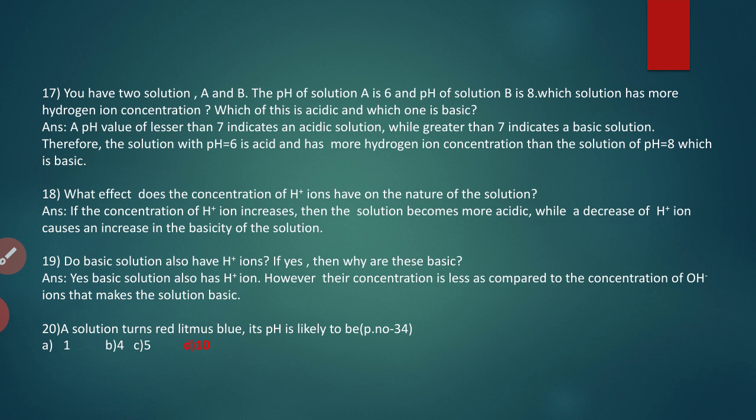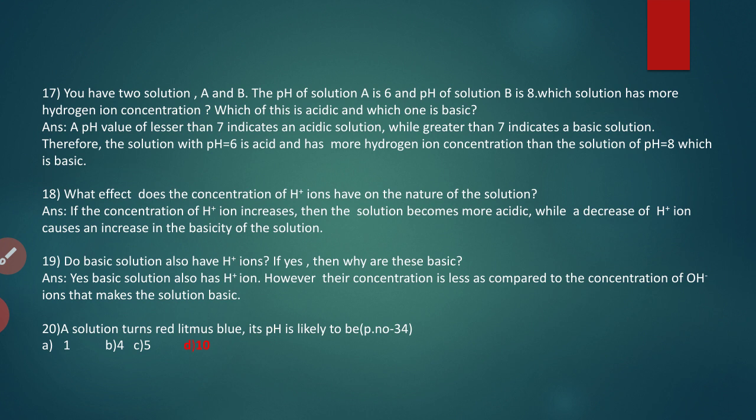I read the question. You have two solutions A and B. The pH of solution A is 6 and pH of solution B is 8. Which solution has more hydrogen ion concentration? Which of these is acidic and which one is basic? So there are two solutions A and B, and you have to identify which is acidic, which is basic, and which one has more hydrogen ion concentration.